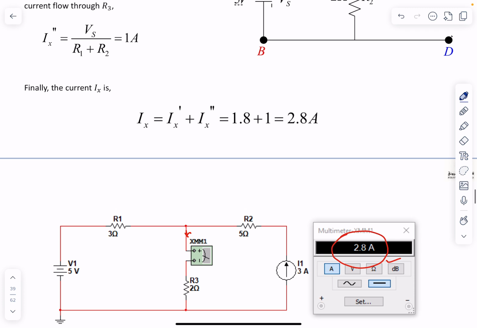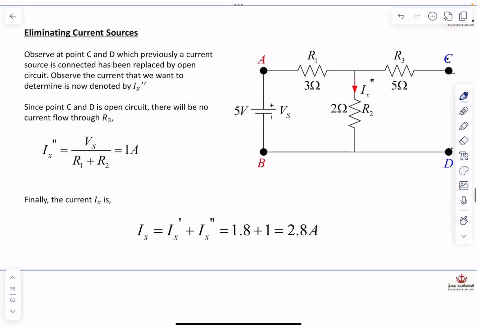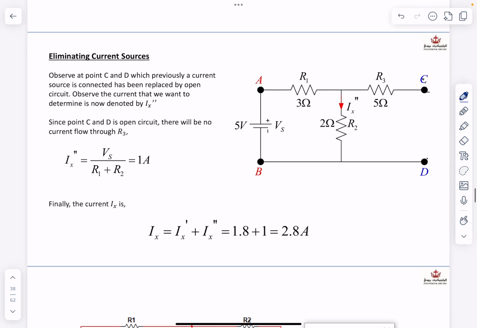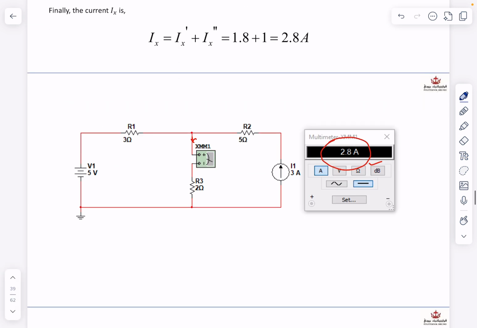So here I use a simulation on the circuit from earlier. So in the end, you get, using simulation, Ix is equal to 2.8 ampere.